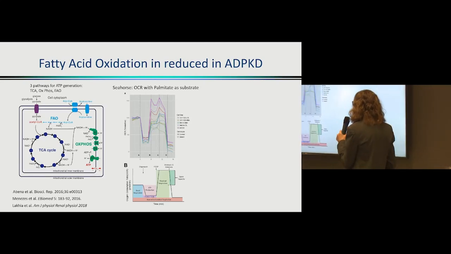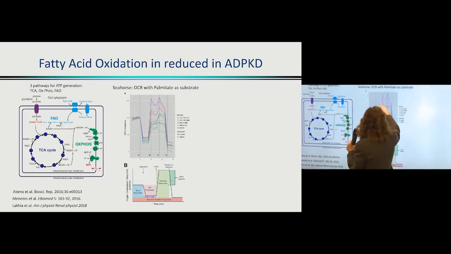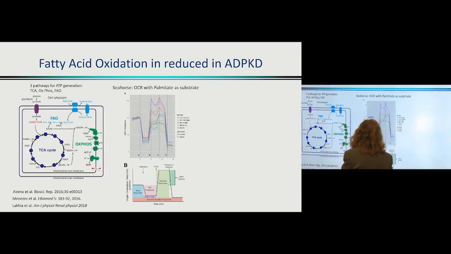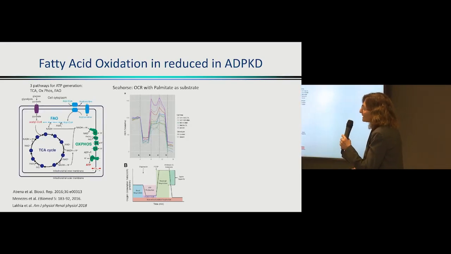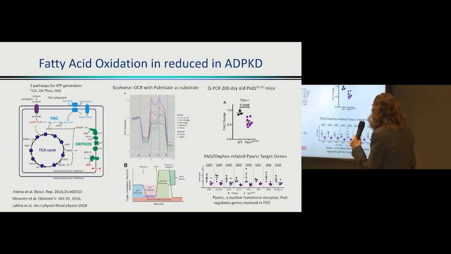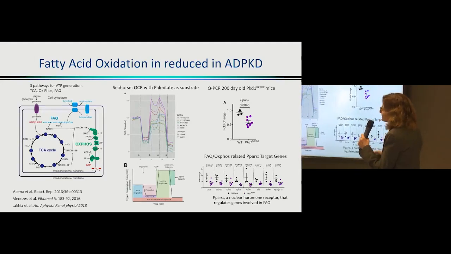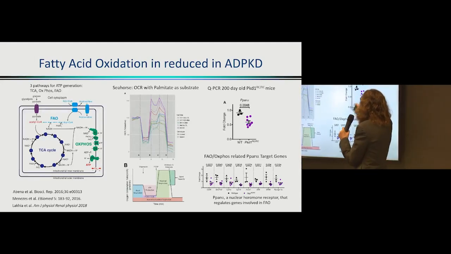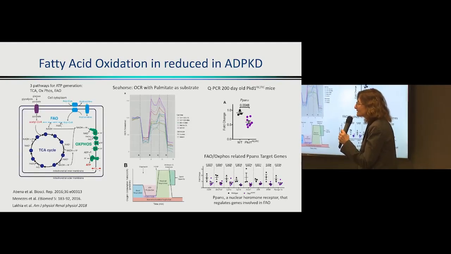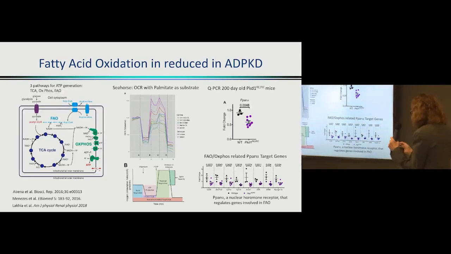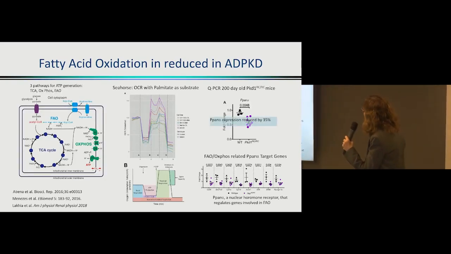Okay, and this is work from Greg's lab. These are cells, and the dotted lines are all the PKD mutant cells, and in every case, they're lower in terms of fatty acid utilization compared to the wild-type cells. And if you look, again, this is work by a different group. If you look at PPAR-alpha, which is a transcription factor that controls a lot of the proteins that are involved in fatty acid oxidation, that is decreased in PKD mutant mice.